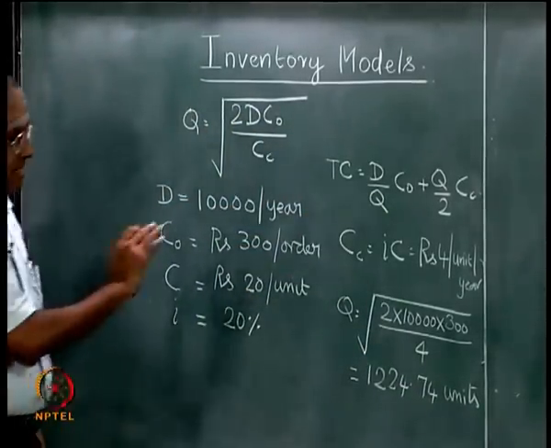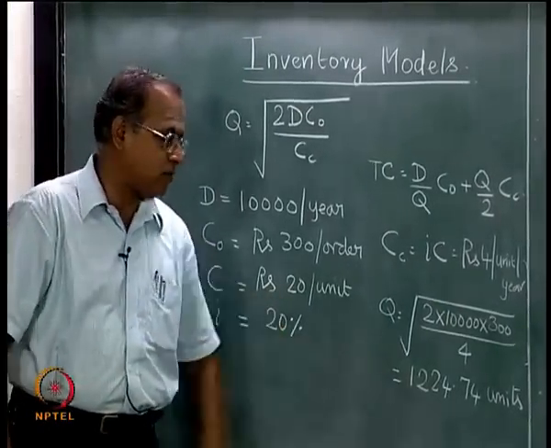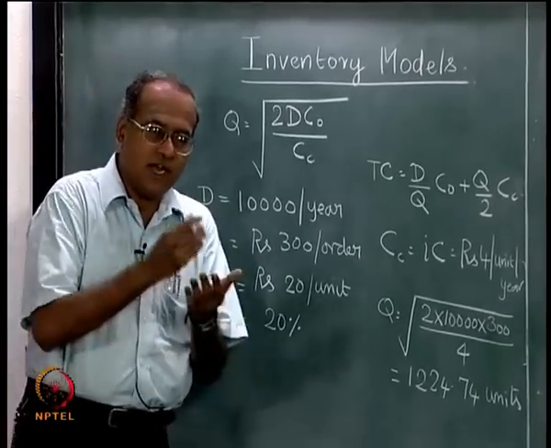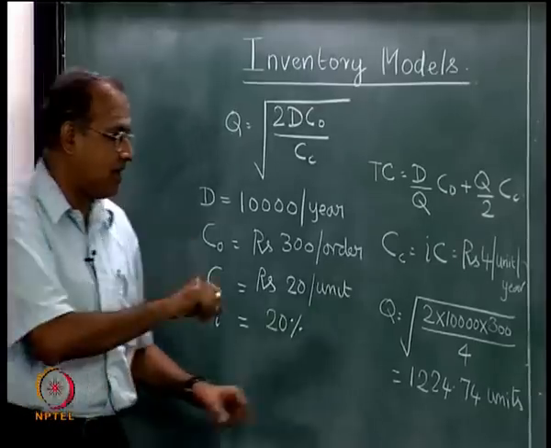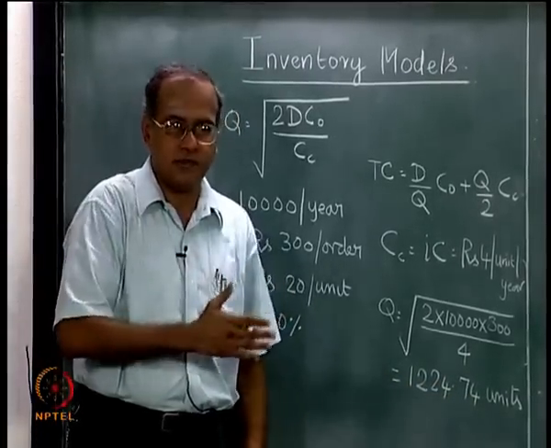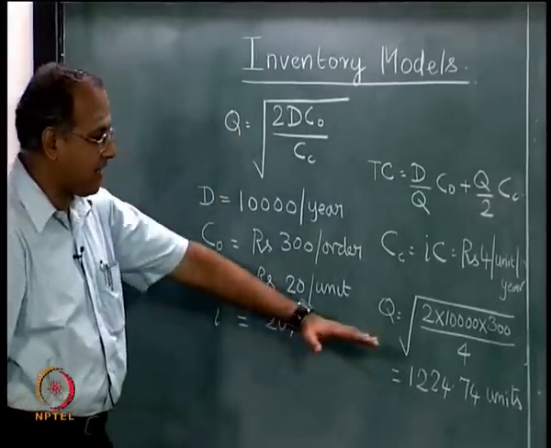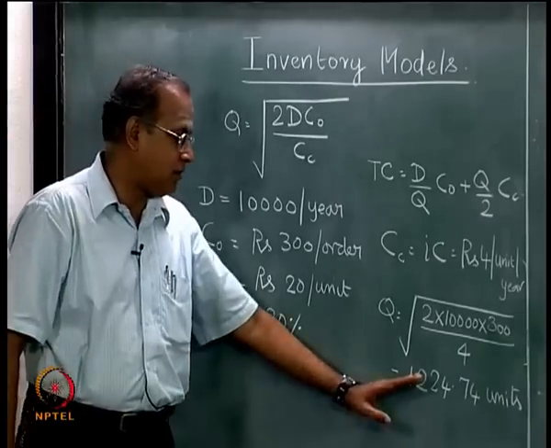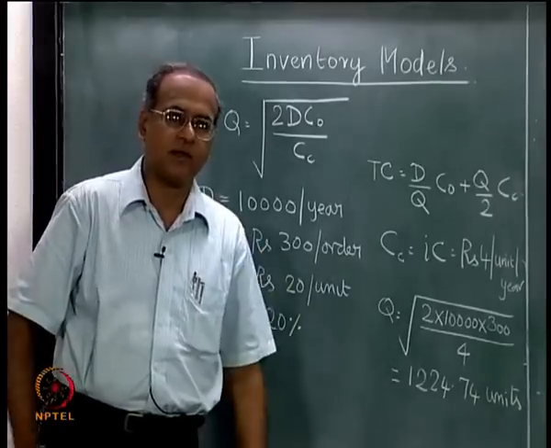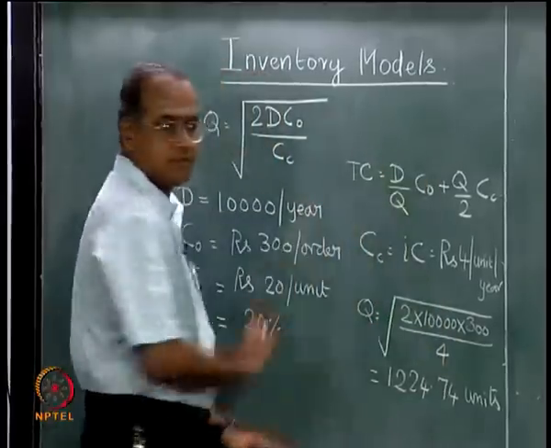This means that whenever we order we will order for 1224.74 units to begin with. Of course, we will have questions like how can I order for a fraction of a unit and so on. We will answer those questions as we move along, but right now based on this formula we say that every time we place an order, we order for 1224.74 units. Now let us also try and find out the cost associated with this.